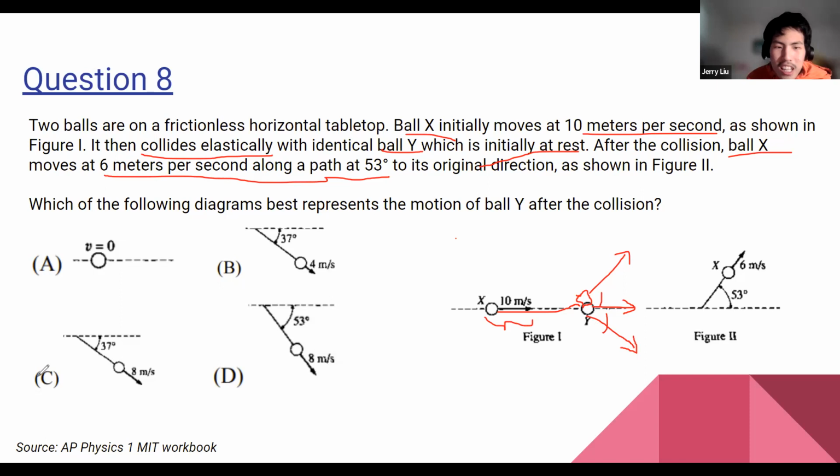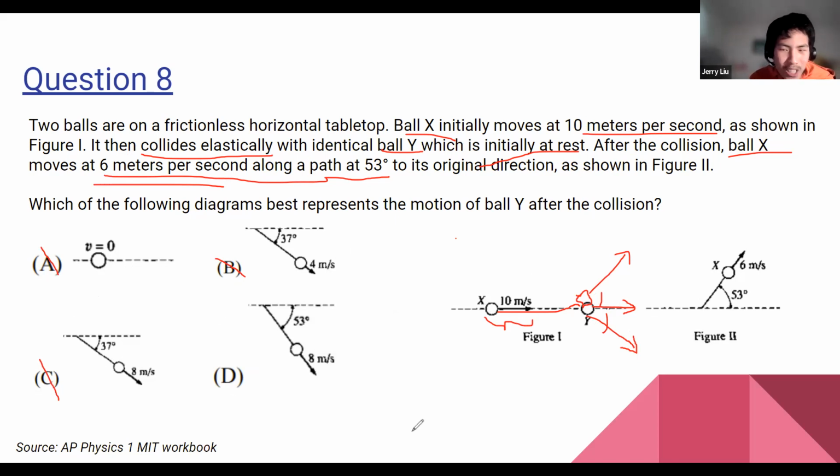So you can look here, and you can just immediately knock out A, B, and C. Like you can knock out all of these. All you have to know is that this direction is the same. A doesn't work because Y would have to move. Y has to move because ball X ends up slowing down anyways after the collision. That means that some of the momentum must have been transferred to Y and therefore must be moving.